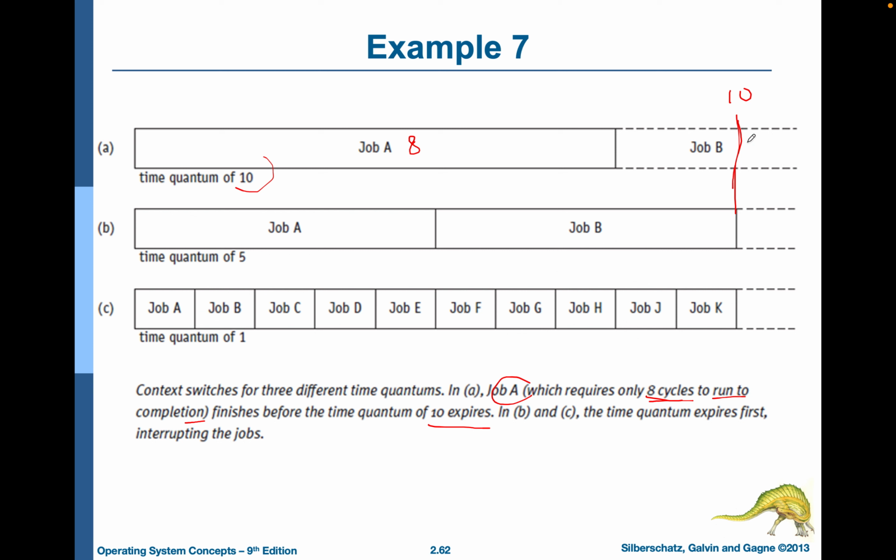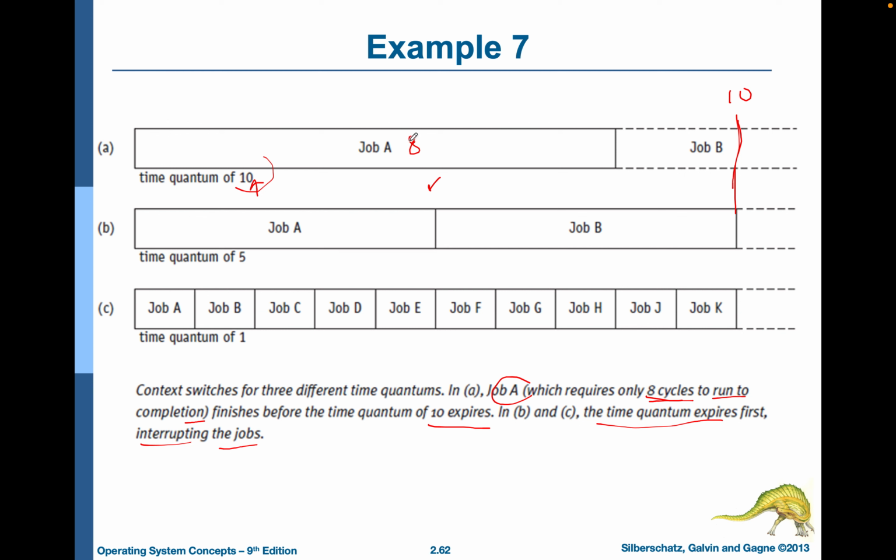Finish before expired, which is 10, isn't it? So for B and C, the time quantum expired first. You can see the time is expired first, interrupting the job. So you're going to finish job A first, and then you're going to continue the job B. So it's the time quantum expired first, it interrupts the job.